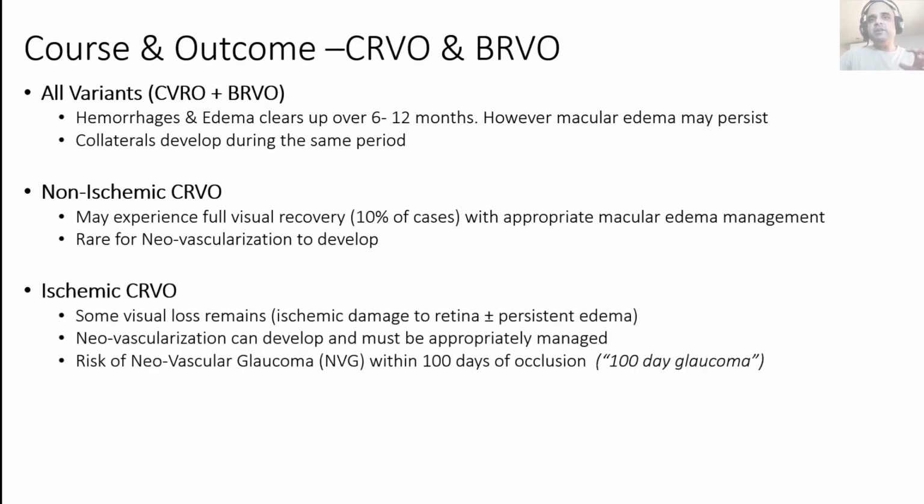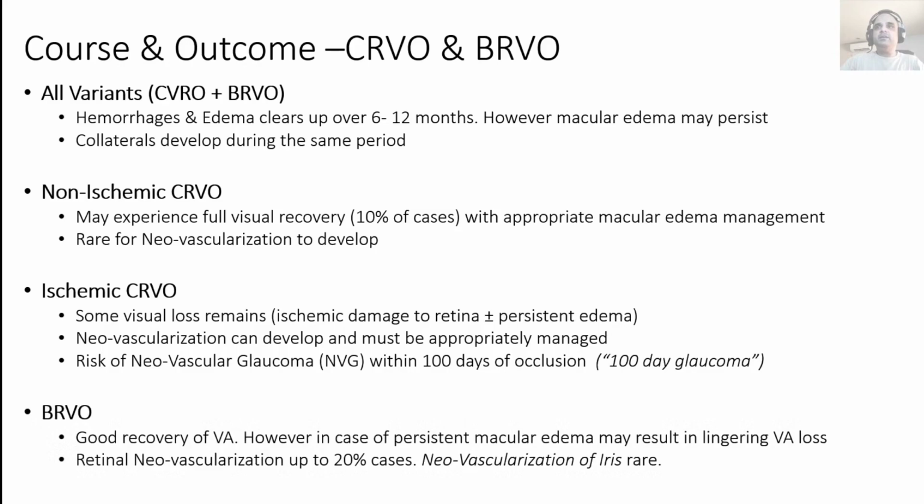In ischemic CRVO, there's always some level of visual loss that might persist, and that's probably because there is more ischemic damage, and probably also because of some persistent edema, but mostly because of ischemic damage. Neovascularization is common, and we've already talked about that. It usually occurs within 100 days of occlusion and is called the 100-day glaucoma. And we now know why it is happening. Previously we didn't, and we used to call it 100-day glaucoma because it happens after 100 days of central vein occlusion. Now we know it's because of VEGF release.